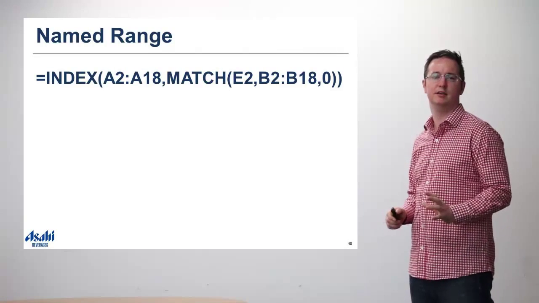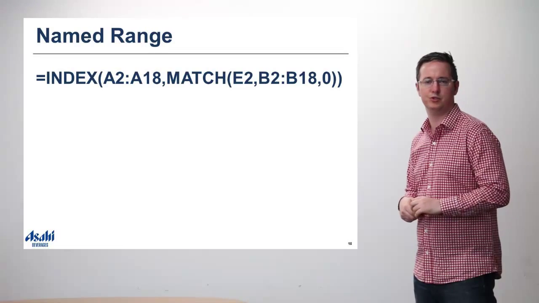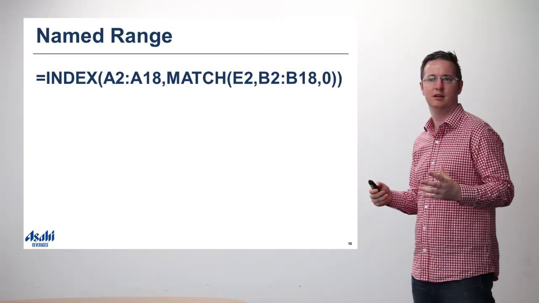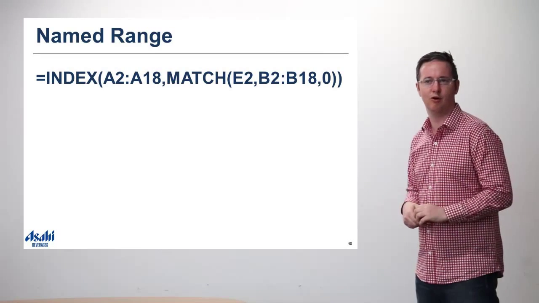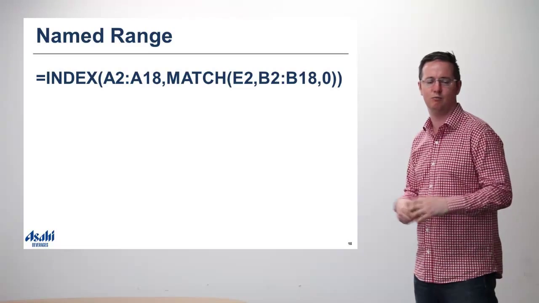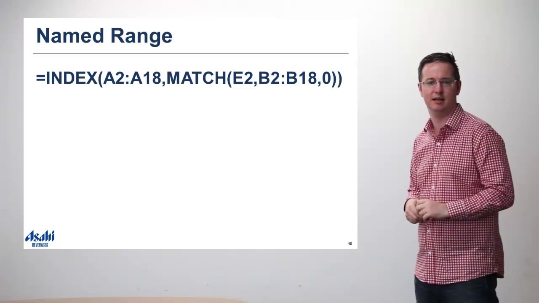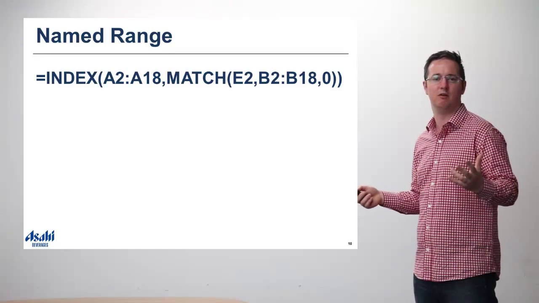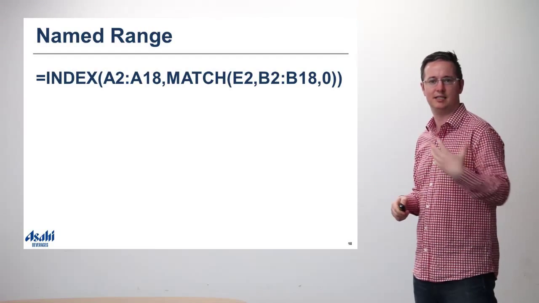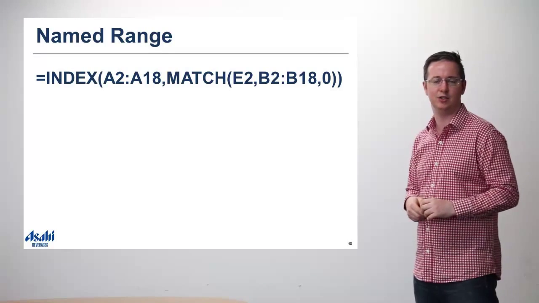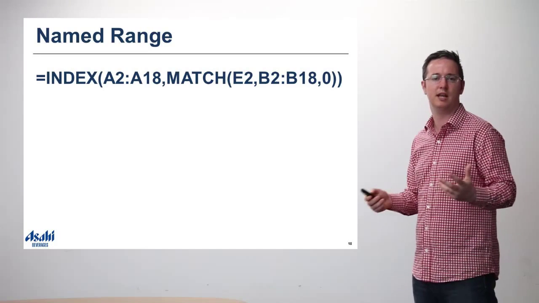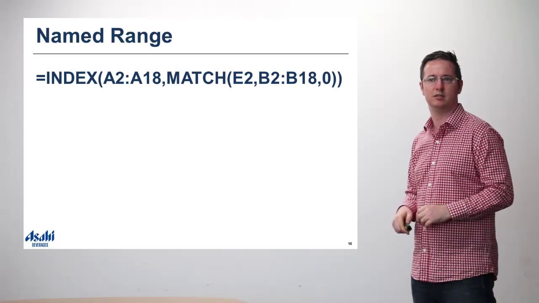Named ranges. As you see with the formula that we were just using, the INDEX and MATCH, if somebody else opens your formula and sees A2 to A18, well what is it, right? You know it's the sales data, and we know B2 to B18 is the product list, but wouldn't it be great in Excel if it said sales instead of A2 to A18? But with named ranges, that's more than possible.